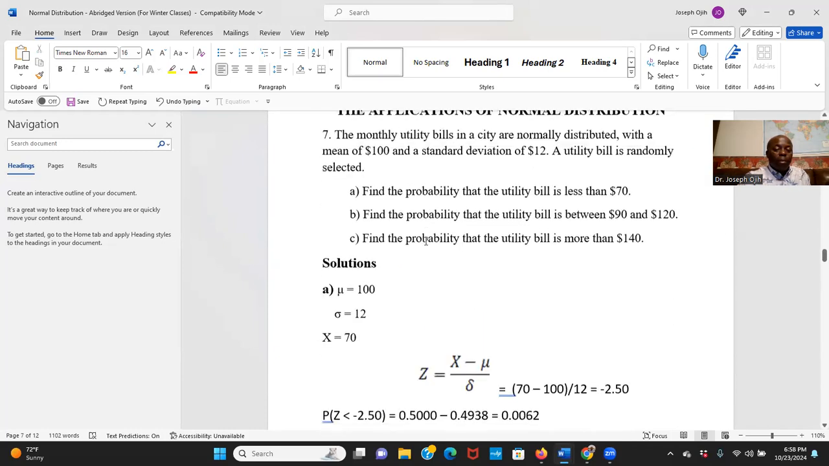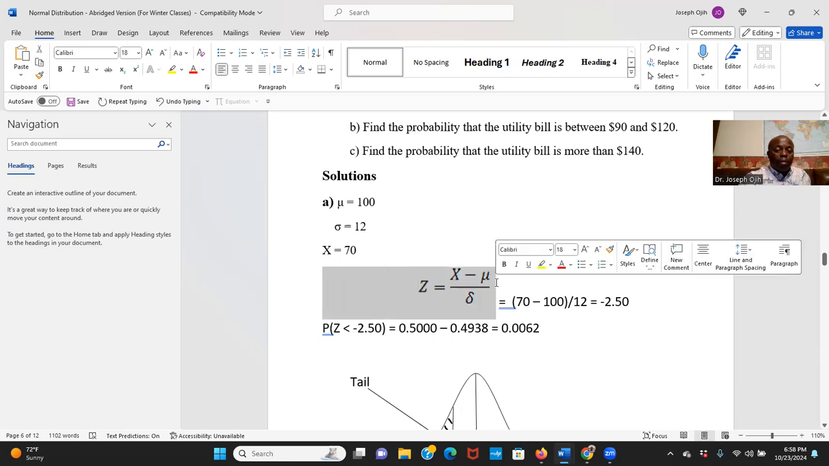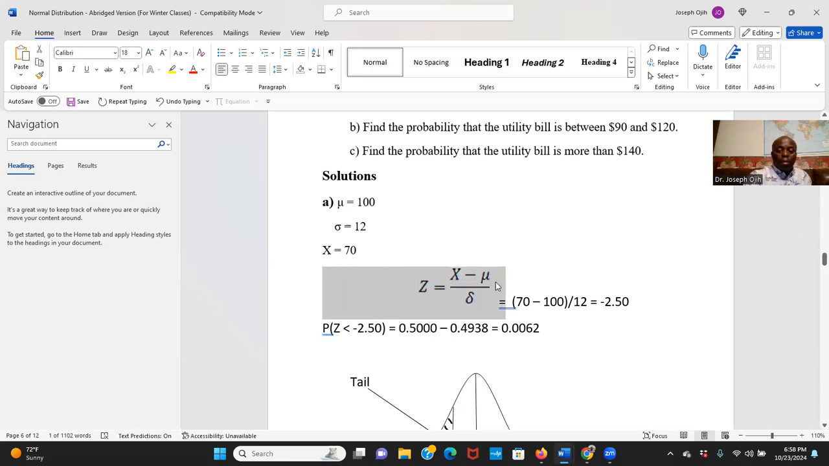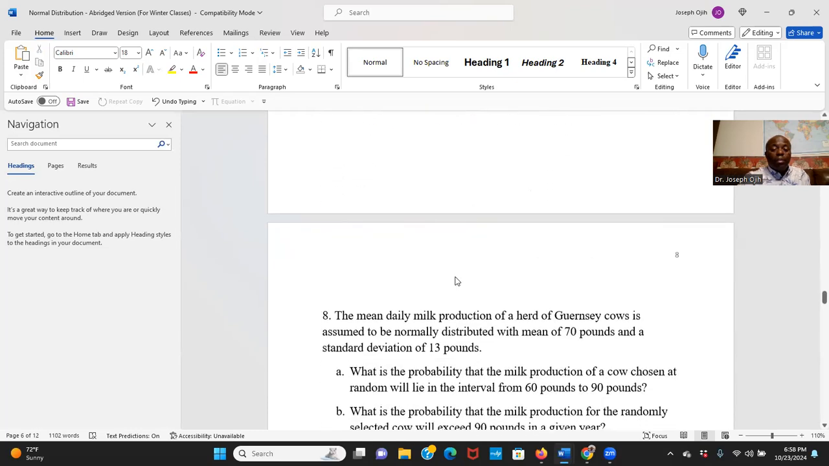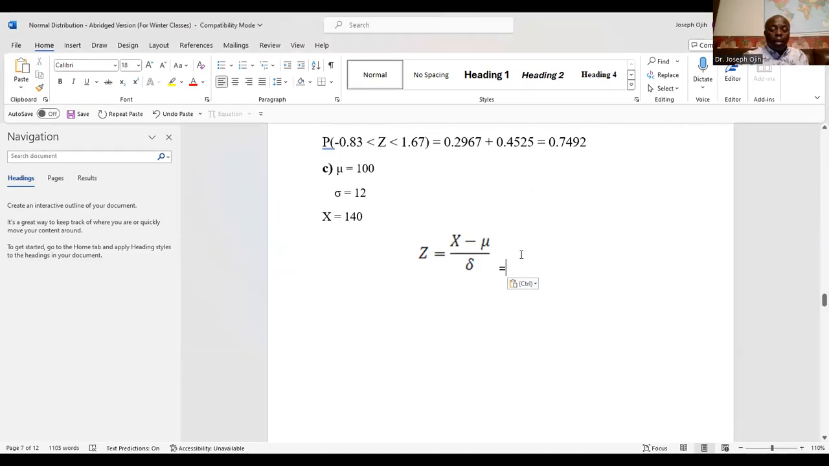So we're gonna transform x. We're gonna use the same formula. So I'm just gonna copy it from here. Now come down here and paste it. That means we're going to transform it. So you got x is 140 minus 100 divided by 12.